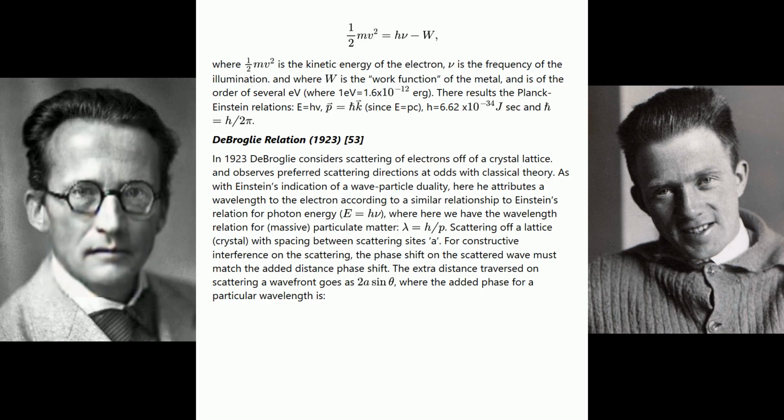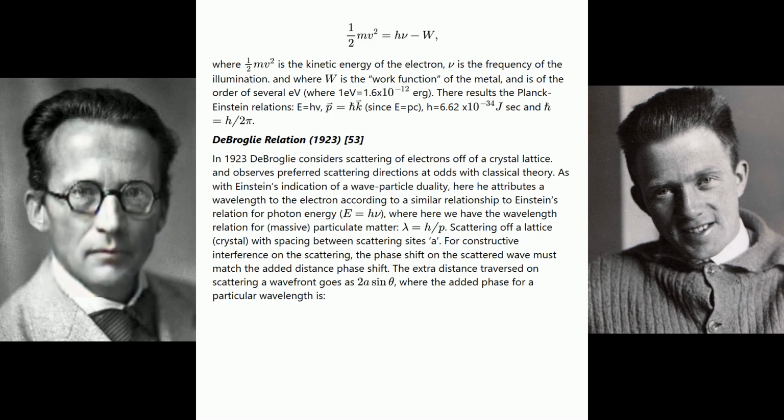De Broglie relation, 1923. 53. In 1923 de Broglie considers scattering of electrons off of a crystal lattice, and observes preferred scattering directions at odds with classical theory. As with Einstein's indication of a wave-particle duality, here he attributes a wavelength to the electron according to a similar relationship to Einstein's relation for photon energy, E equals h nu, where here we have the wavelength relation for massive, particulate matter, lambda equals h over p, scattering off a lattice, crystal, with spacing between scattering sites a.